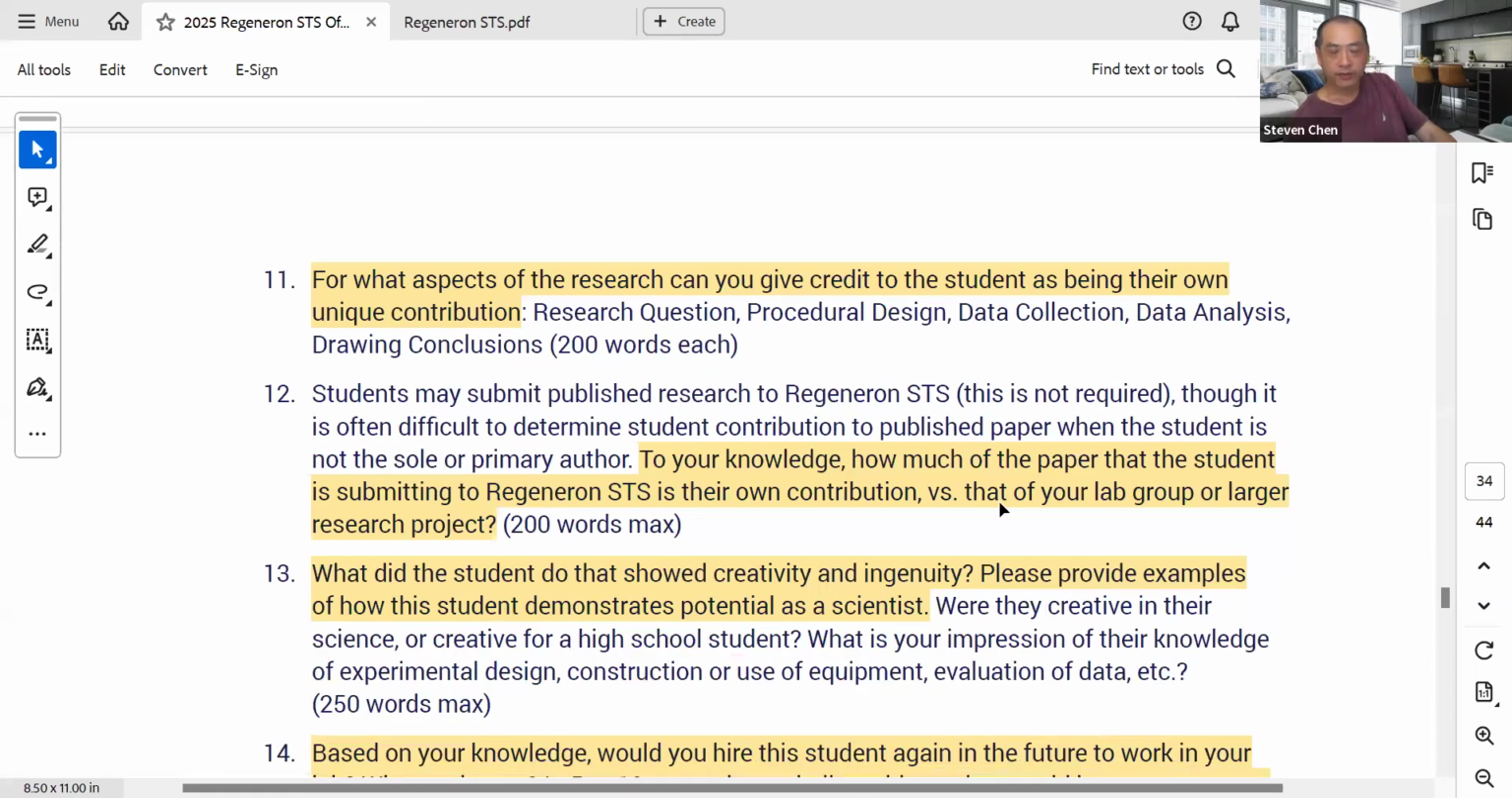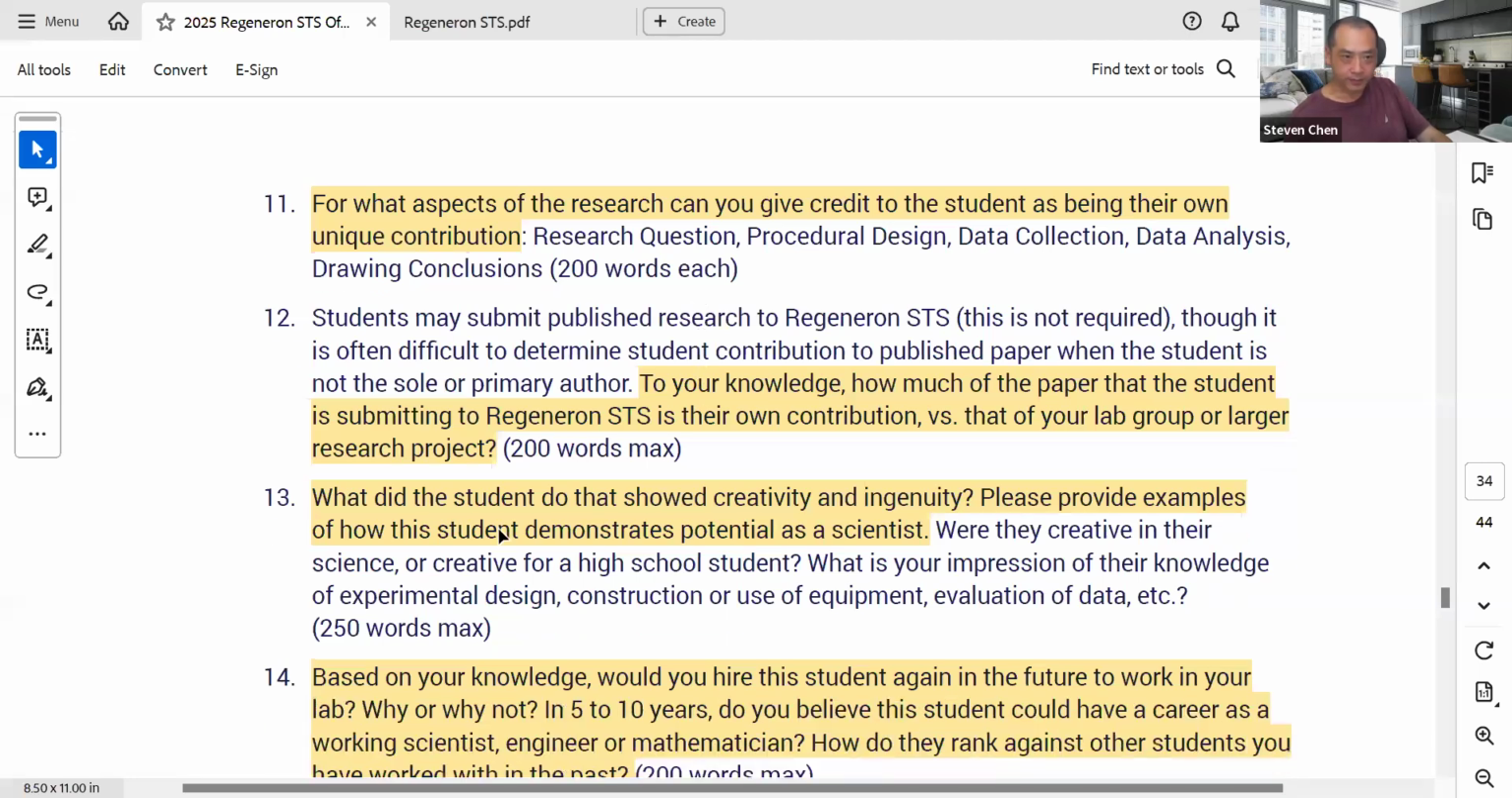Next, question 12. To your knowledge, how much of the paper that a student is submitting to STS is their own contribution versus that of a lab group or larger research project? So you see that STS actually emphasizes a lot on the individual contribution, right? This question has been frequently asked in various ways in various places.